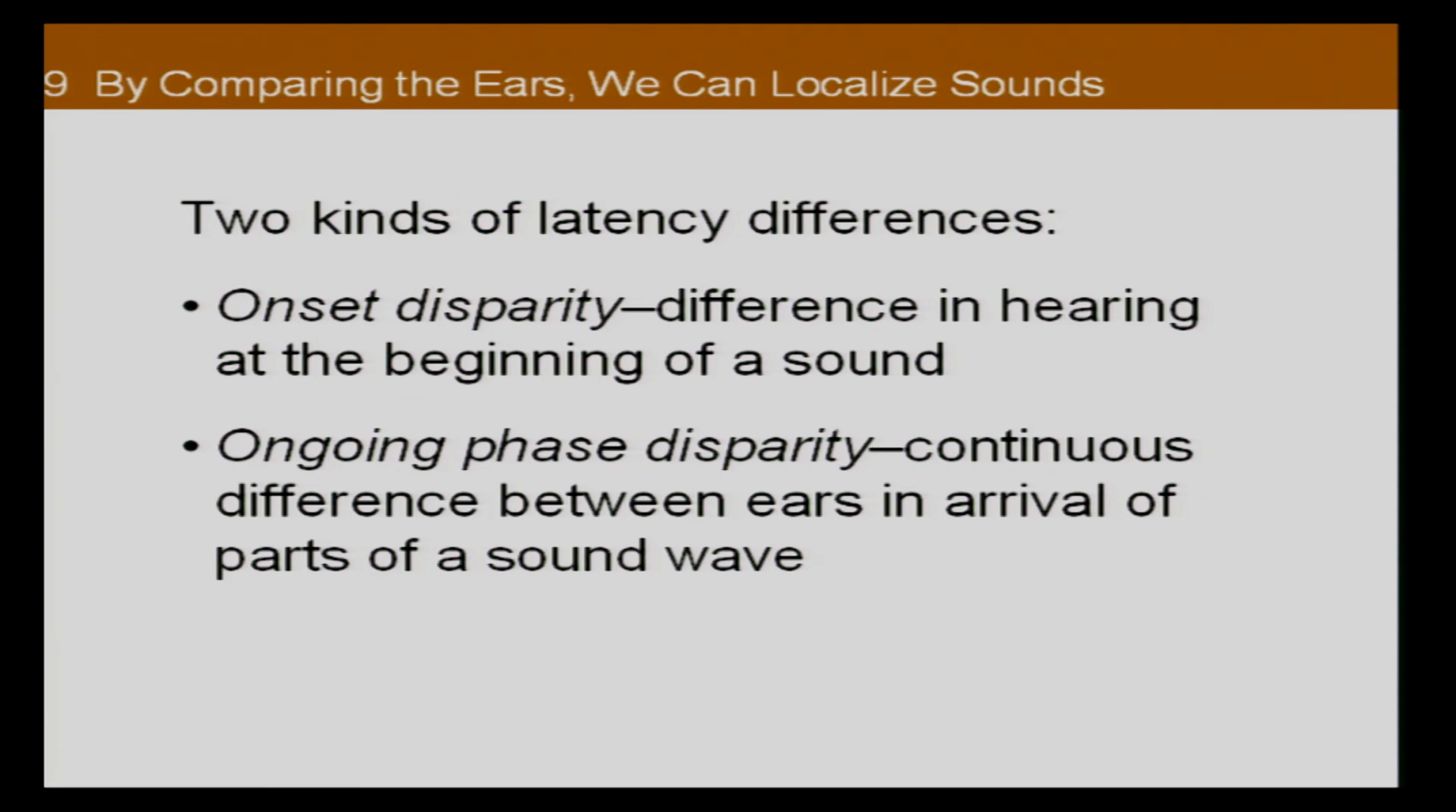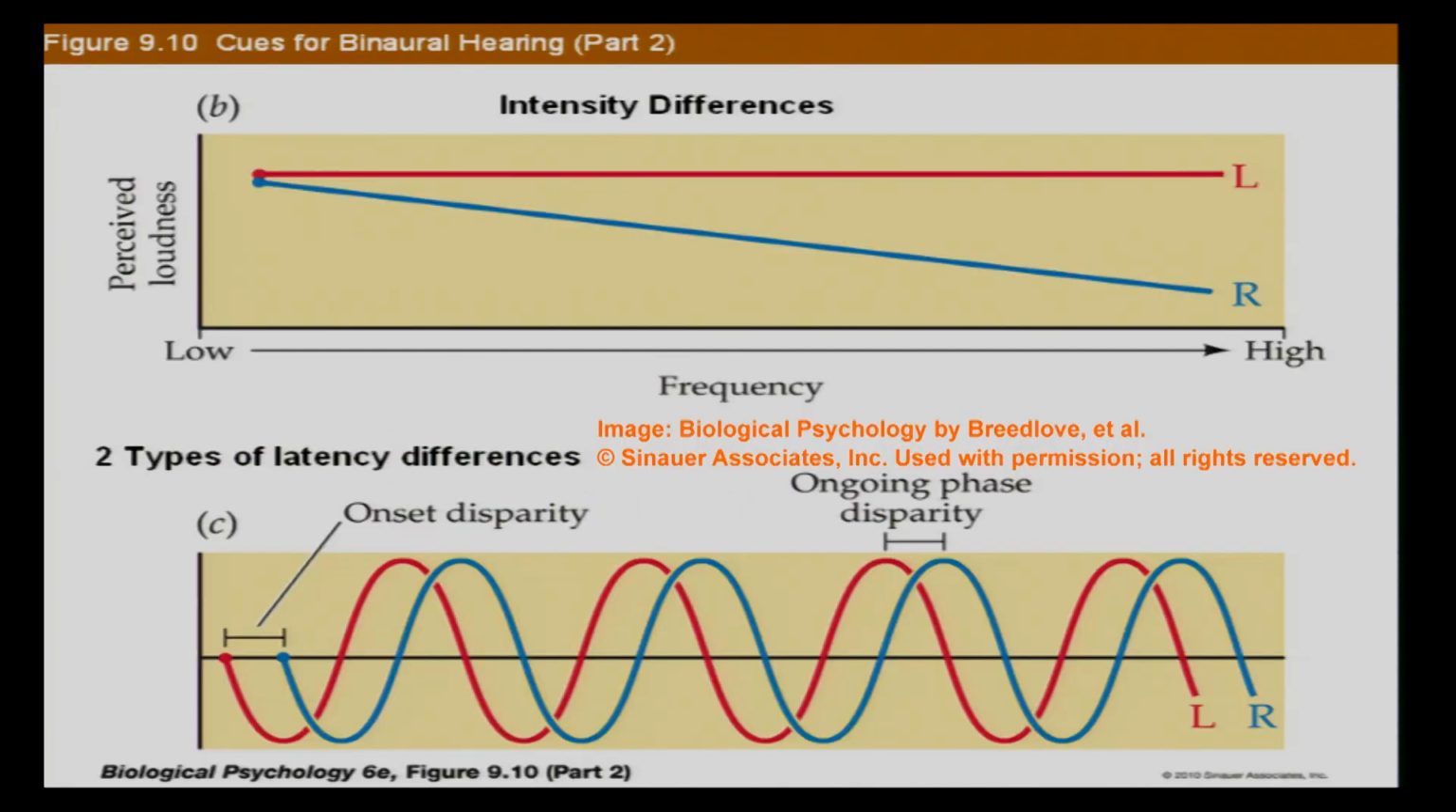The second type of difference is latency differences, and there are actually two different flavors of latency differences. One is onset disparity, the difference in hearing the beginning of the sound, that's what I just described for you. But then there's an ongoing phase disparity that continues, which is defined as the continuous difference between the ears in the arrival of parts of the sound. So I think that's very clearly illustrated here.